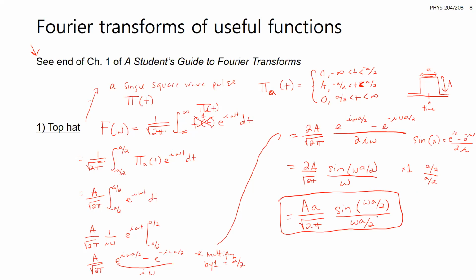And the reason that I want to get this expression is that it's a very special function called the sine cardinal function, which is also called the sinc function. And it has the expression: sinc of x is equal to 1 if x equals 0, and it's equal to sine of x over x if x does not equal 0.